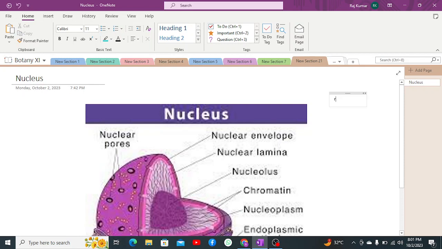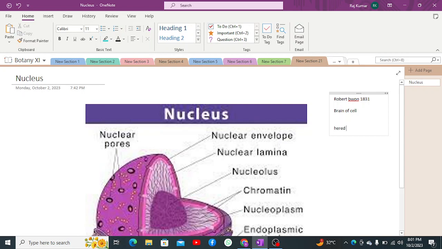Nucleus was first discovered by Robert Brown in 1831. Apart from which, when it comes to nucleus, it is basically the control center of the cell, the brain of the cell, and all of the metabolic activities depend on the action of the material present inside the nucleus.